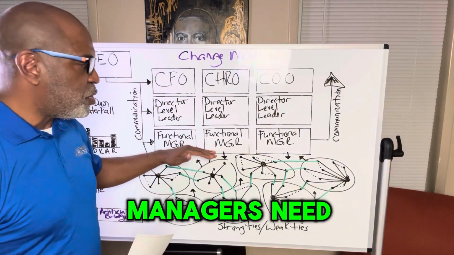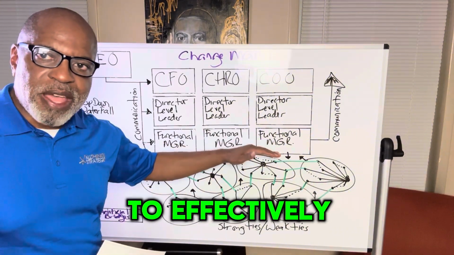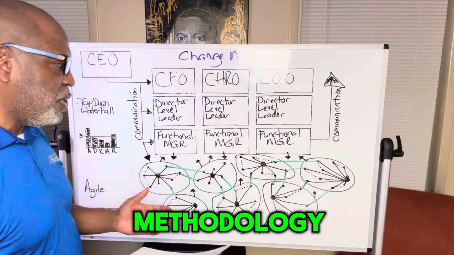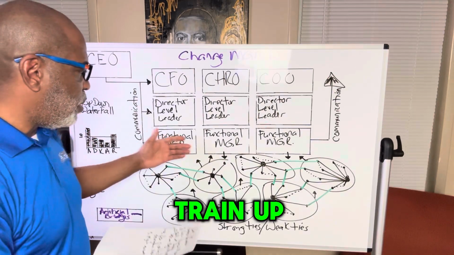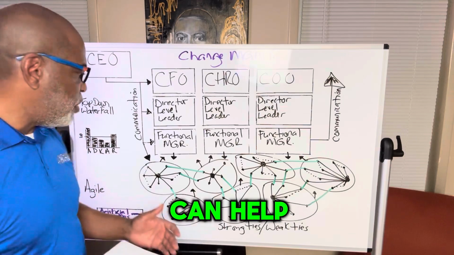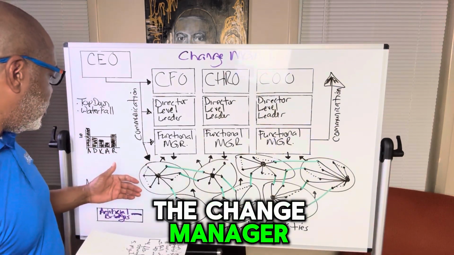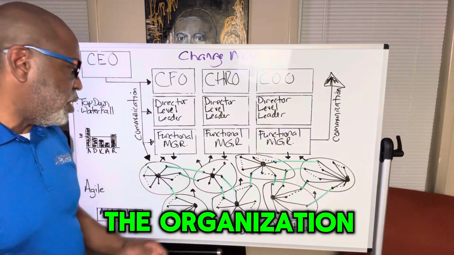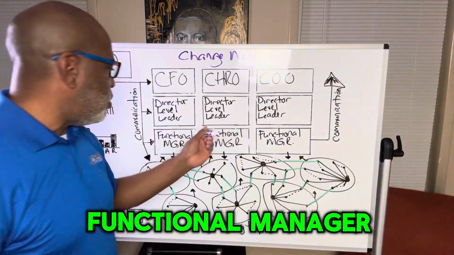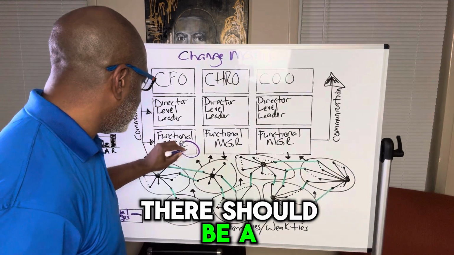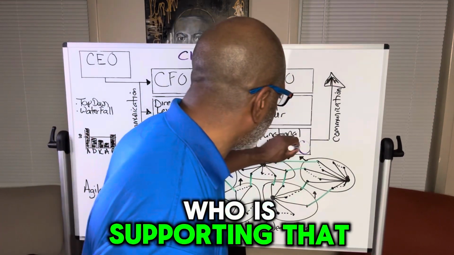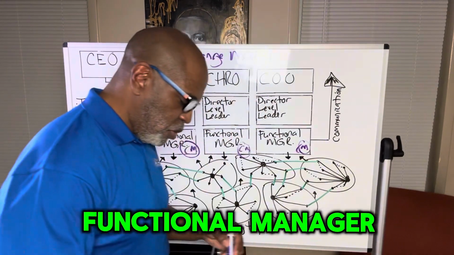But the functional managers need a skill set to effectively implement change. According to the ProSci methodology, the step is to train up the functional managers on certain skills to ensure that they can help and support the change manager in implementing change in the organization. So basically, with each functional manager, there should be a change manager who is supporting that functional manager.